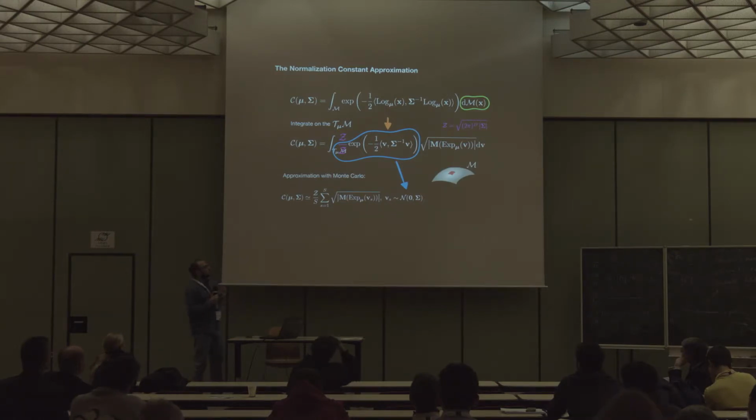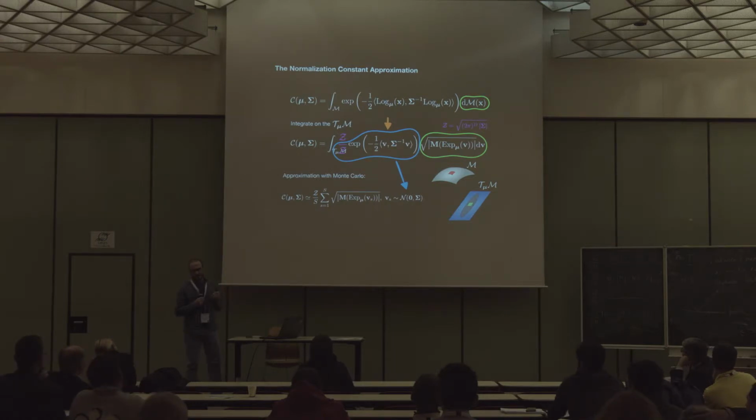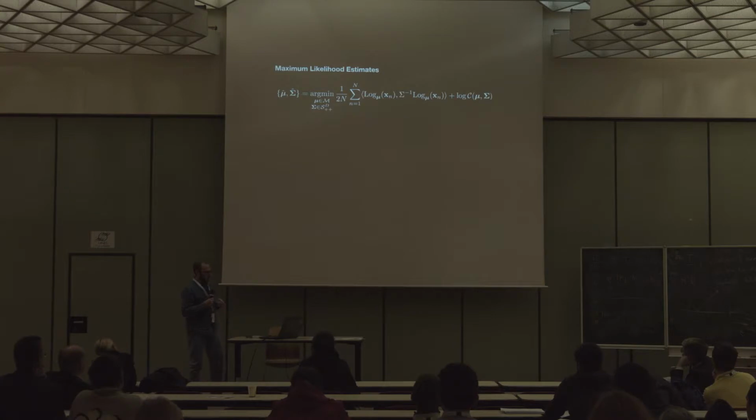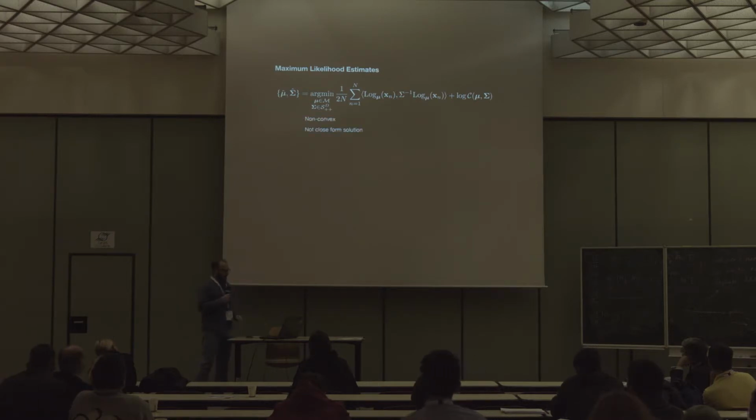This is all about how to basically represent the infinitesimal small volume element of the manifold, how we can interpret that value on the tangent space. That's the whole trick. Now, having the normalization constant, we can start talking about the maximum likelihood estimates of this parametric model. Unfortunately, this problem is not convex, and we don't have a closed form solution, so we will use gradient descent and block coordinate descent in particular to solve it.